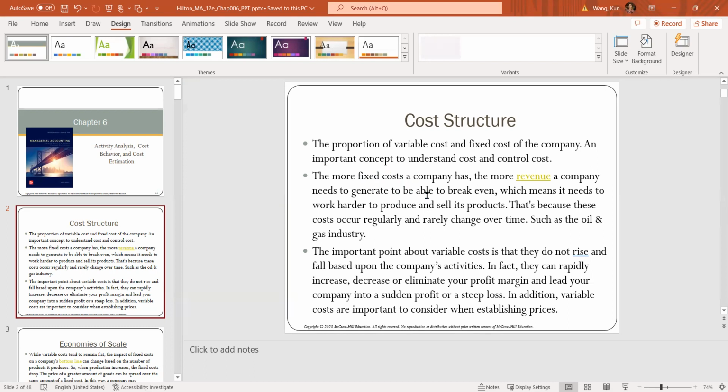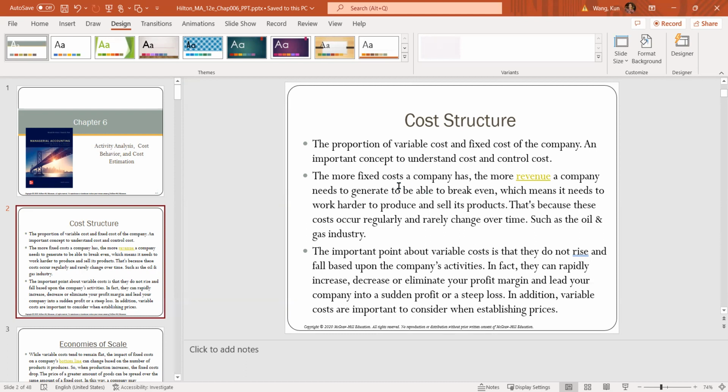Okay, so what we want to understand more deeply is the managerial implications of the cost structure, and how we can apply it in real business analysis and decision making.